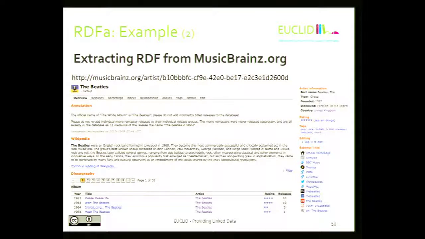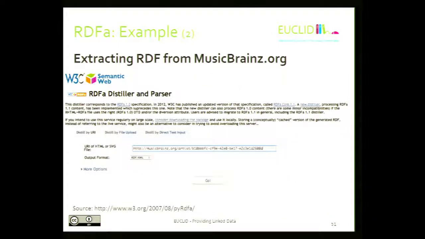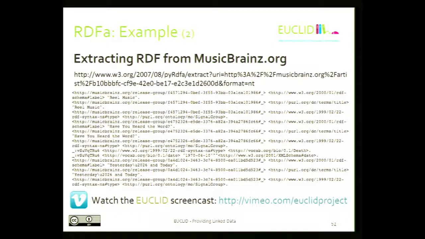Okay, so there is the page for the Beatles. There is a distiller. Okay, so you can go to this URI and put in the document for the Beatles, and it will pull out everything that's in there. Okay, so there's many, many triples about the Beatles in that musicbrainz.org page. And you can watch the screencast that's already available from Euclid at Vimeo at the URL given.